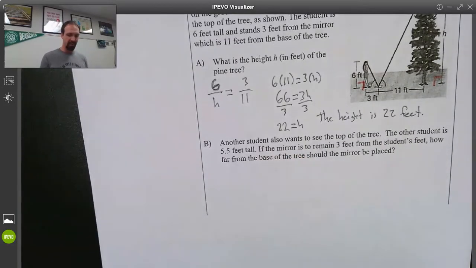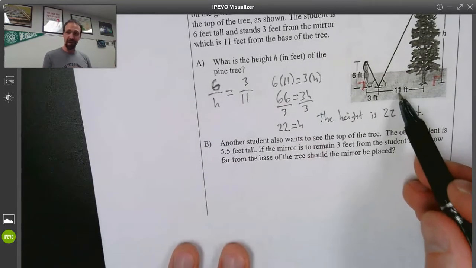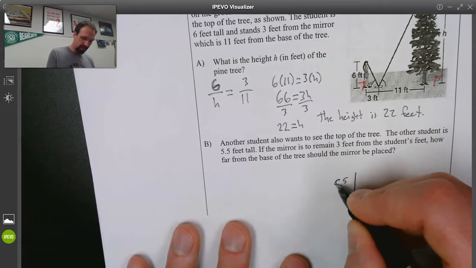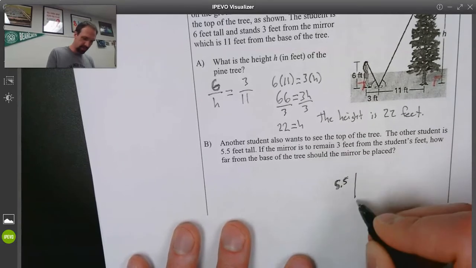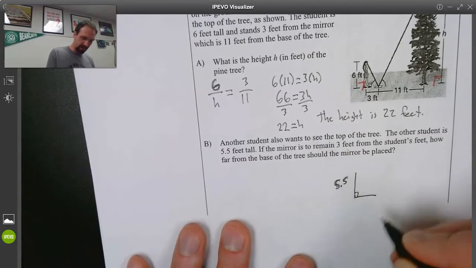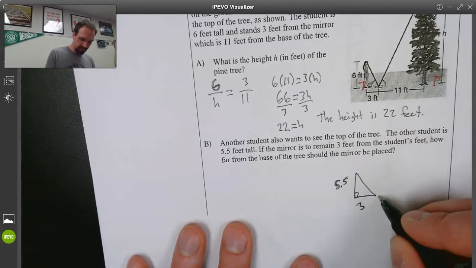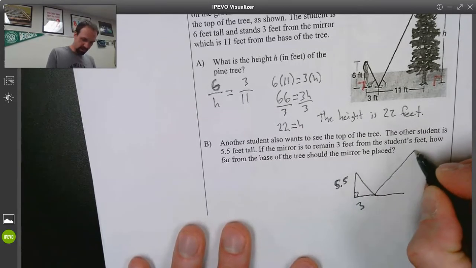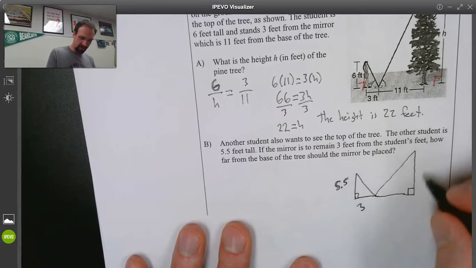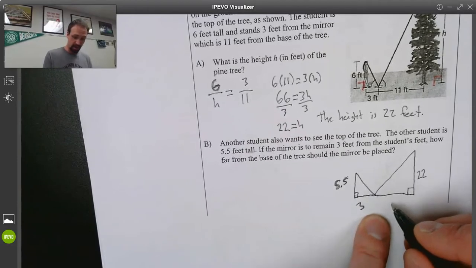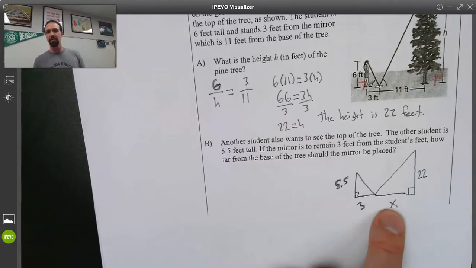So now that we know the height of the tree, we're actually trying to find this amount. So we have the student being 5.5 feet tall, so 5.5 is going to go here. We have that right angle again here. We know that this is going to stay as 3. So then what we need to do now, we know that the height of the tree doesn't change. That's still 22. We just need to know where to place the mirror. So this is our unknown distance. Let's call this x. So I don't know how far that needs to be.